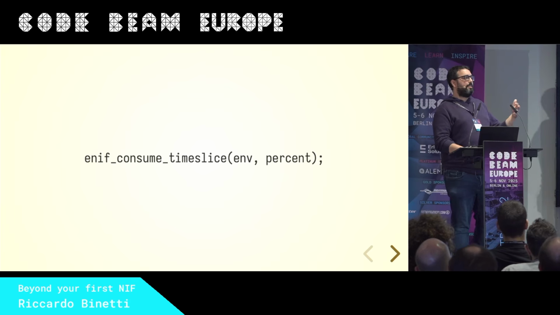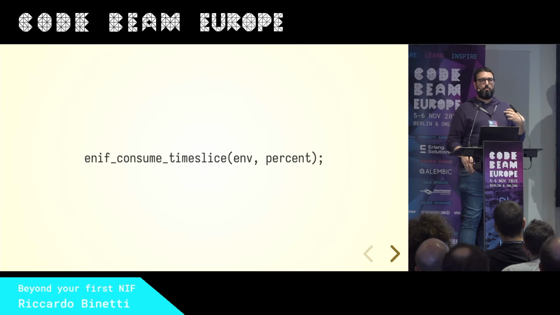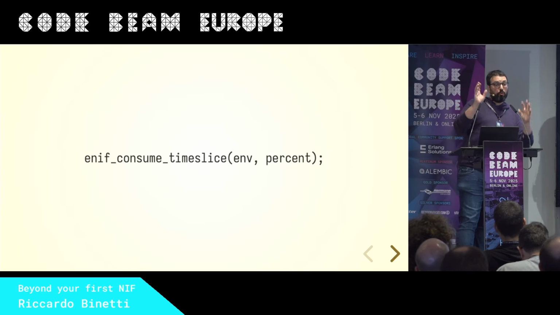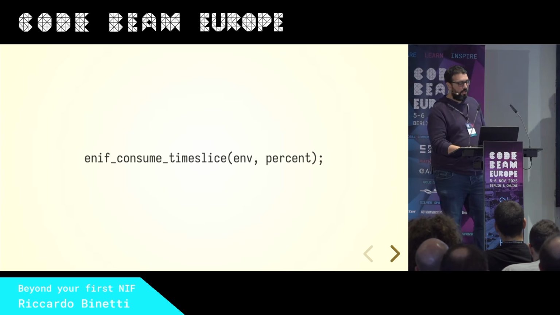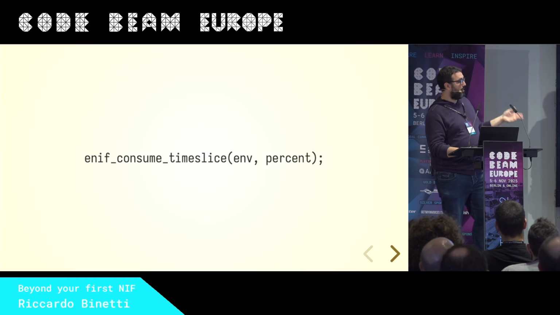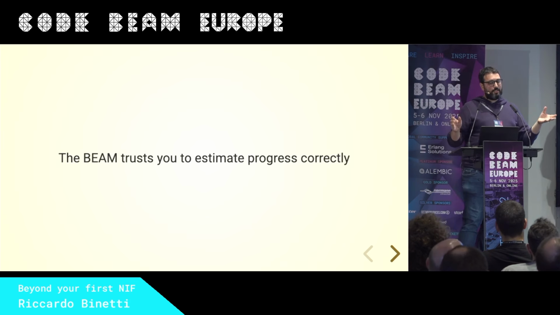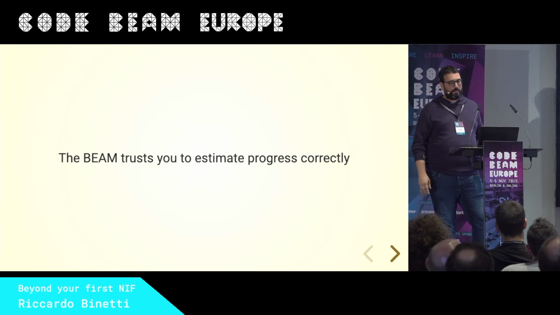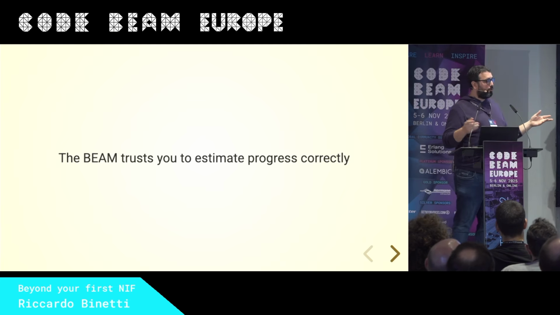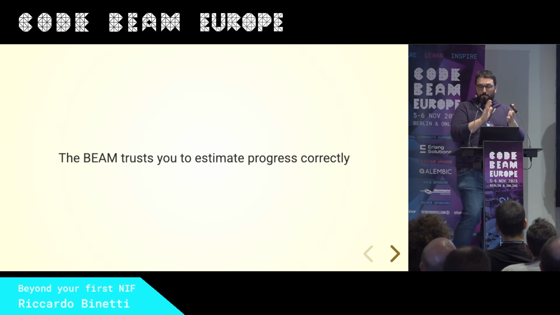Notice that it's still the NIF's responsibility to be truthful about how much of the percentage of the time slice it's spent, so the BEAM still trusts you to estimate progress correctly. How do you do it? You have to try things out and measure things.